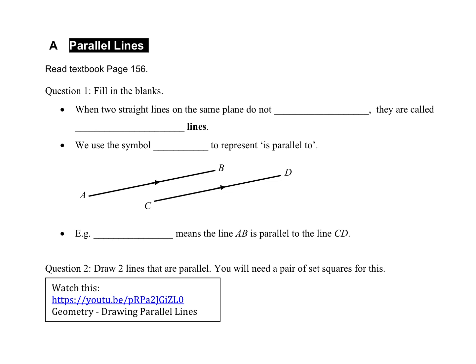Now, when two straight lines on the same plane do not intersect with each other, they are called parallel lines. We often use the symbol that looks like two slanted lines to represent "is parallel to". So for example, in the diagram over here, we have AB is parallel to the line CD.